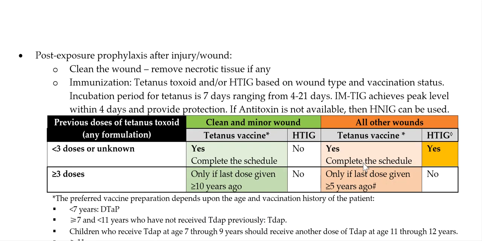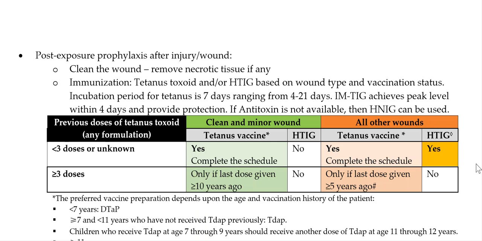So that brings us to the next phase, that is the post-exposure prophylaxis after injury or wound. Now, there are various guidelines regarding this. I have seen that UK guidelines are different, US guidelines are slightly different. So I have tried to simplify it so that there could be a consensus among all of us. First of all, wound cleaning is required, because after any injury or wound, obviously there could be a risk of tetanus. So first of all, if a wound is not clean, clean the wound. If you find any necrotic tissue, just remove it.